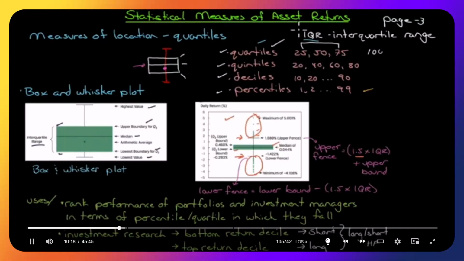It depends on where managers ranked. Top quartile, second quartile, third, etc. So you rank the performance of portfolios and investment managers in terms of percentile or quartile in which they fall, typically quartile. For investment research, bottom return decile, top return decile. This also helps you set what are called long-short portfolios.